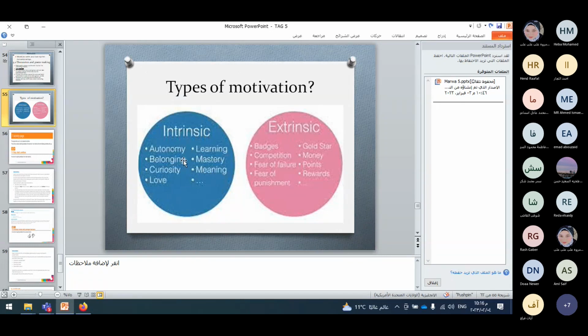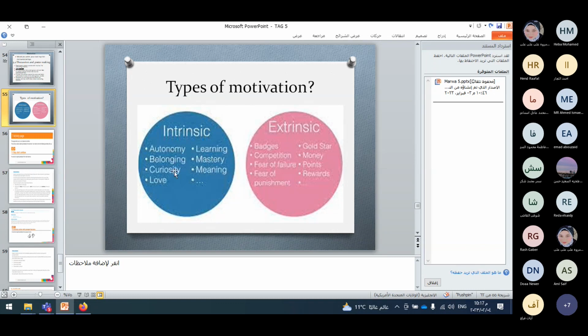The inner motivation or the internal motivation, the intrinsic motivation, can be within the learner himself or herself, because they have a feeling of belonging. They have autonomy, which means independence. They are independent of their own learning. They are autonomous learners. They can take ownership of their own learning. They can take responsibility of their own learning.